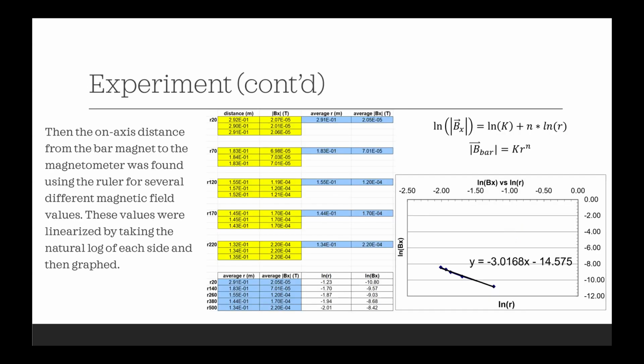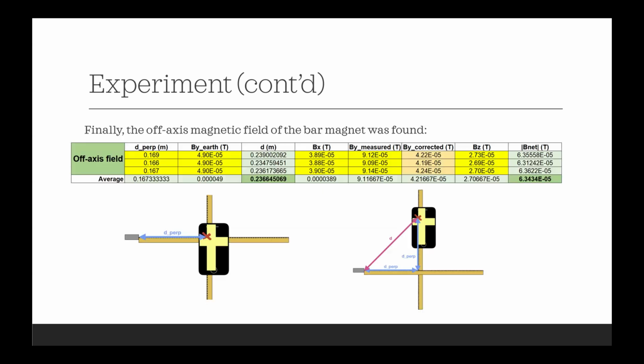First we had to orient the phone so that the Earth's magnetic field didn't interfere with the magnetic field of the bar magnet. Then the on-axis distance from the bar magnet to the magnetometer was found using the ruler for several different magnetic field values. These values were linearized by taking the natural log of each side and then graphed. You can see that we used the linearization equation we introduced in the beginning to plot the natural log of the x component of the magnetic field against the natural log of the distance r.